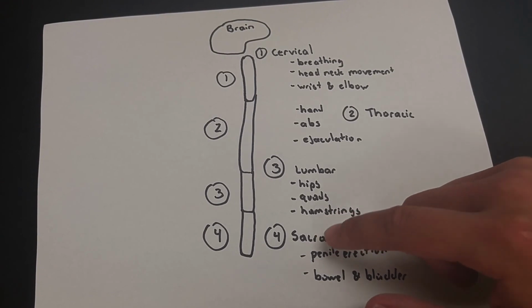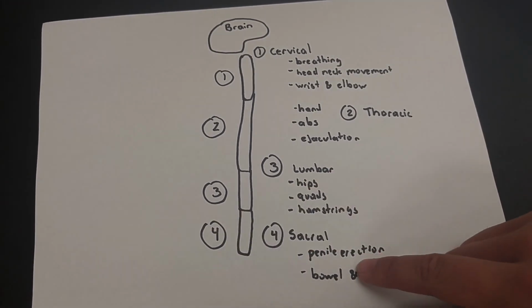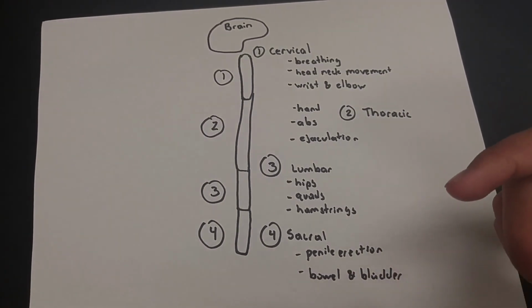And then the fourth part is the sacral. So if you get cut right there, then you can't get an erection, and you would also not have any control over your bowel movements or your bladder.